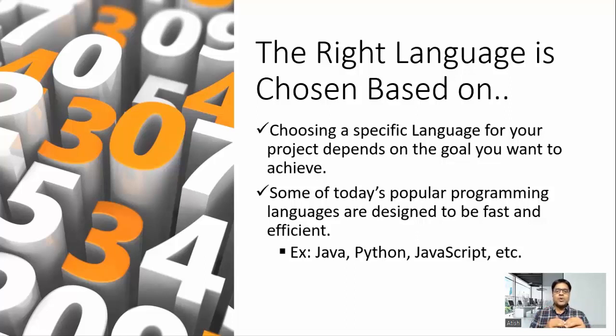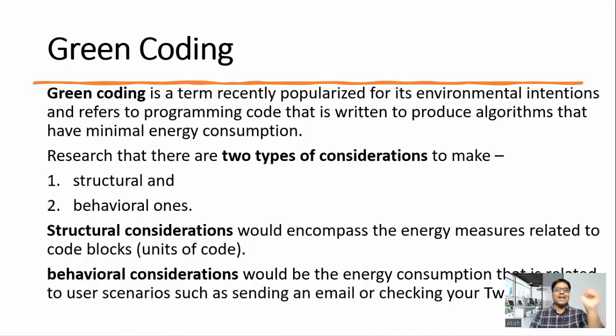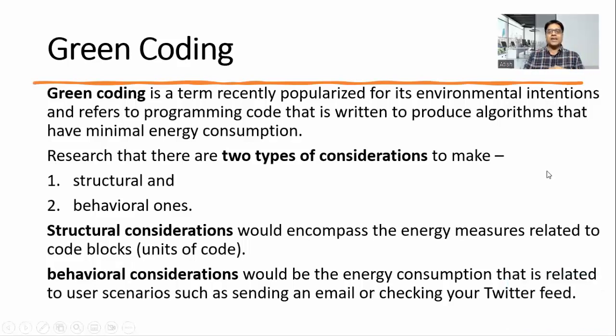All these popular programming languages are designed to be fast and efficient, but we are not speaking about how much energy they consume in achieving that goal. And that's where the concept of green coding comes into the picture. Green coding is a term which has recently been popularized for its environmental intentions and refers to programming code that is written to produce algorithms that have minimal energy consumption.